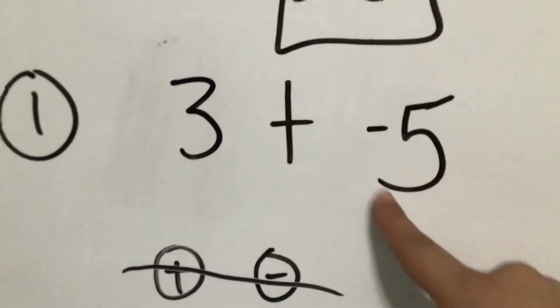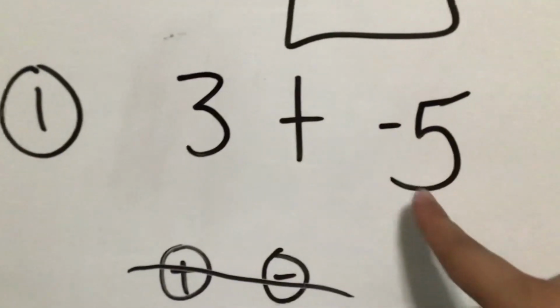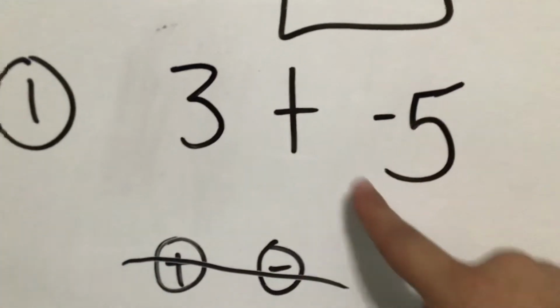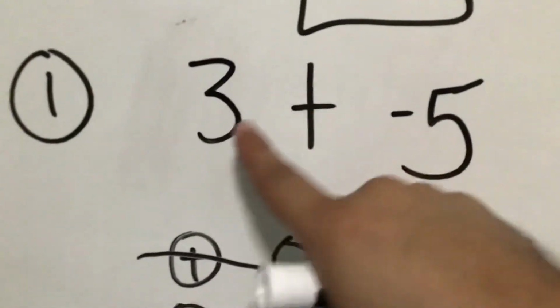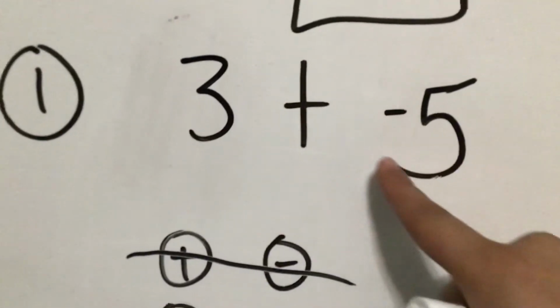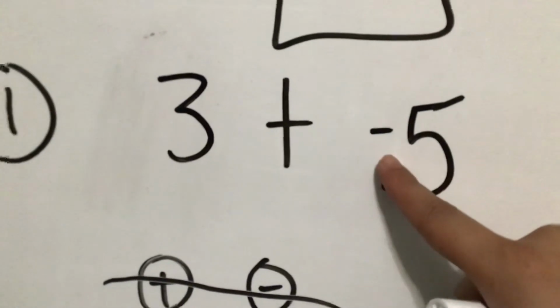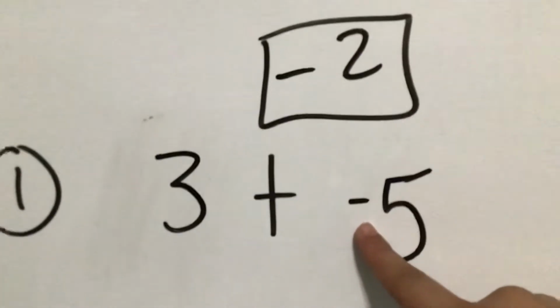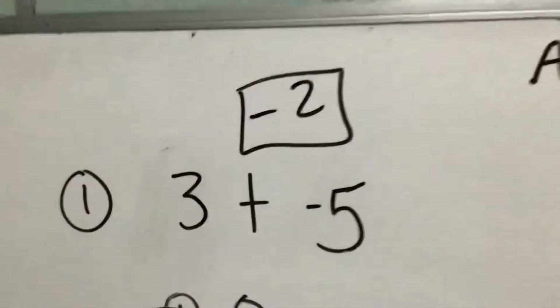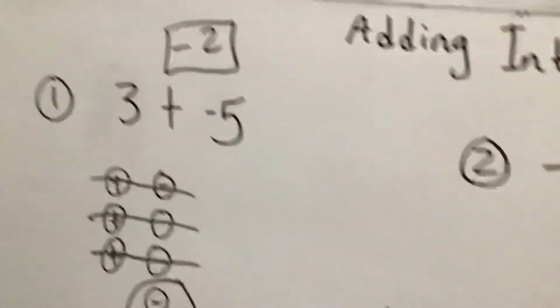So what is 5 minus 3? The answer will be 2. Now whoever has the most is the one that is going to win. You have more negatives than you do positives. Therefore, your answer is going to be -2. So that's example number 1.